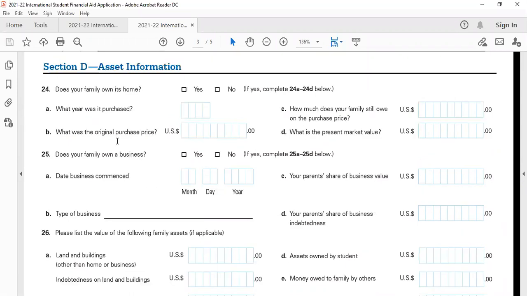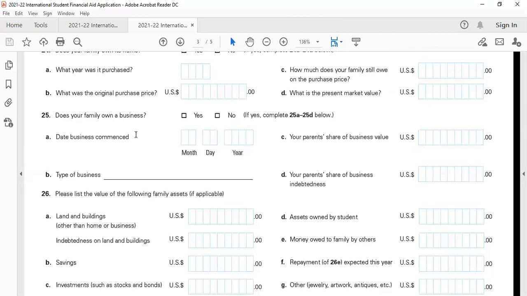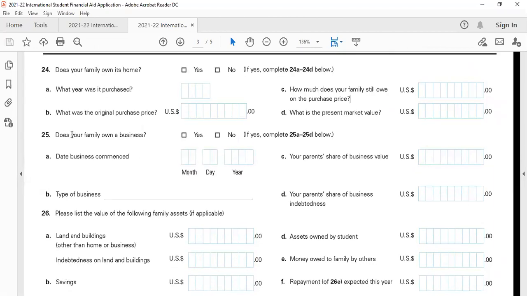Section D asks about the asset information. It asks if your family owns a home, in which year it was purchased, what the price of purchase was in US dollars, and what is the current market value of the property. It also asks you if you still owe any amount on the purchase price. So if you have taken a loan, then you need to mention how much loan you have on that property.